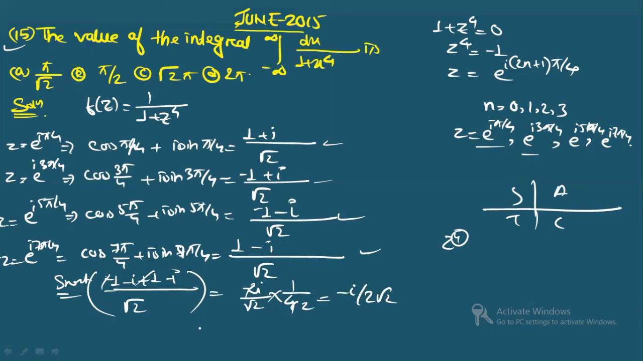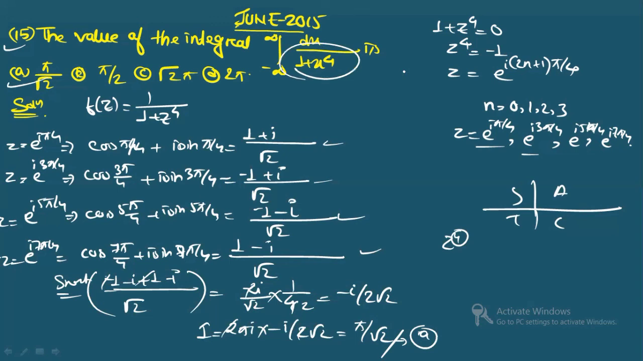Clear? So finally the value of the integral I is equal to 2 pi i into minus i by 2 root 2, since it is lying in the imaginary axis. So 2 gets cancelled, i square will give you minus 1, so minus and minus make a plus. So you will get pi by root 2 as the answer. The correct answer is option A. So this is how you can do. You can do it the other way also, but this saves you a lot of time. So go through this process whenever you have this type of function in the denominator.